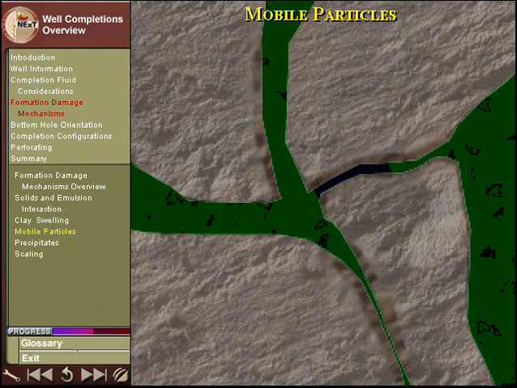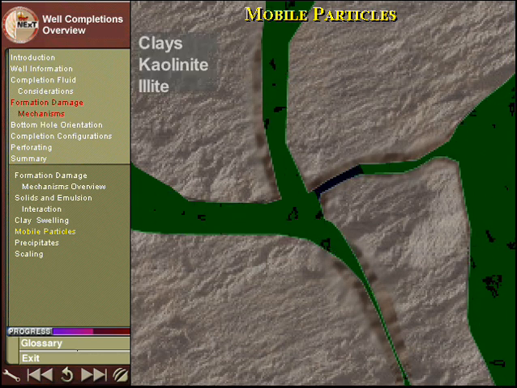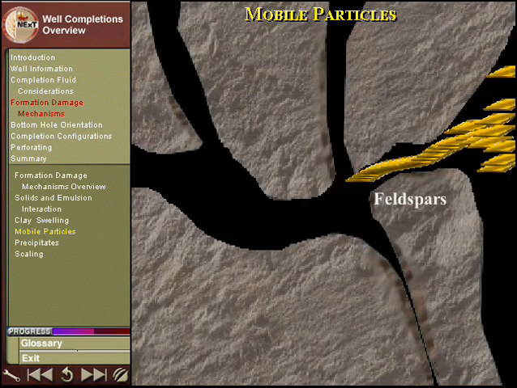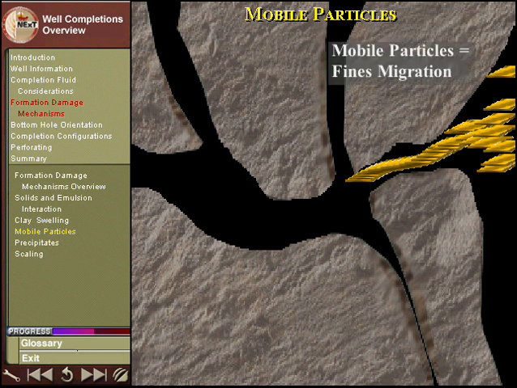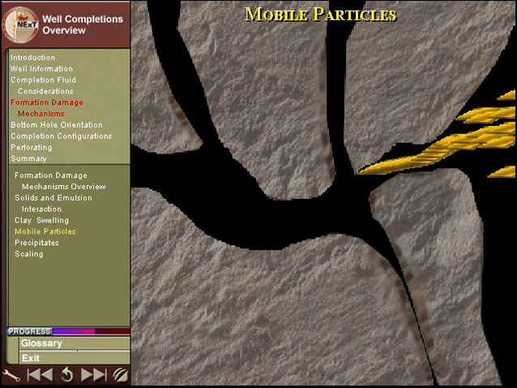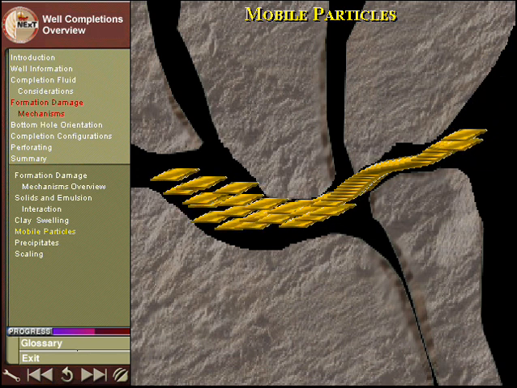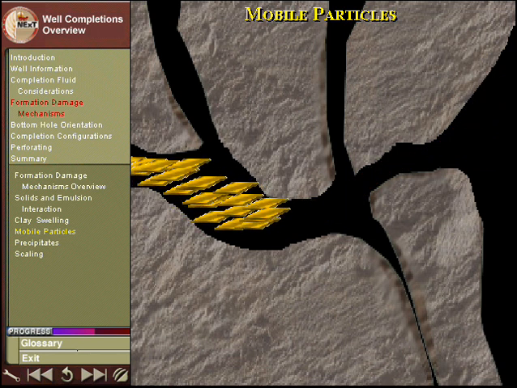Mobile particles are formation material that can be dispersed by fluid movement. Formations that may be affected by this damage mechanism are those which contain clays like kaolinite and illite, and minerals such as feldspar. Mobile particles are often referred to in the oil field as formation fines. You may hear the term fines migration to describe this damage mechanism. The movement of these mobile particles can lead to plugging of pore throats, which therefore reduces permeability.